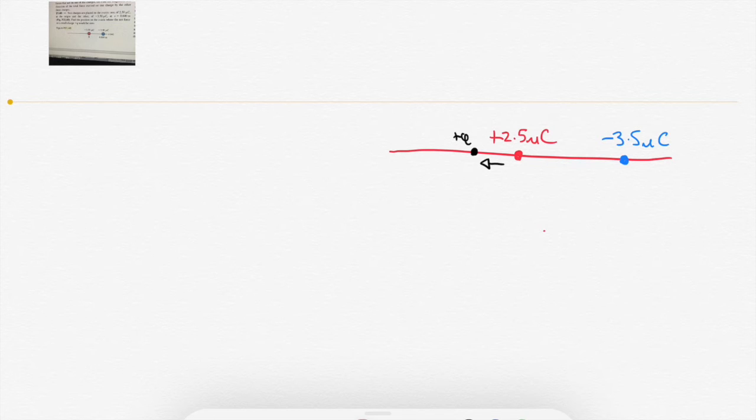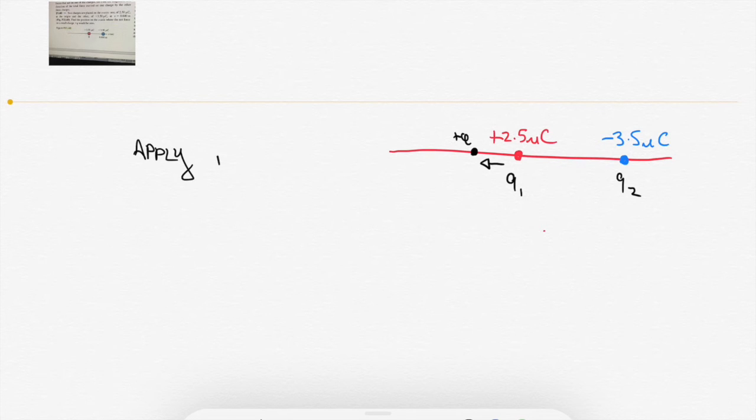So we know that the forces are balanced wherever the net force on q is equal to 0. So let's call this one q1, and this one q2, and let's talk about the forces between them. The force between q1 and our positive test charge, and q2 and our positive test charge, are going to be balanced at the point where the test charge doesn't feel any net force.